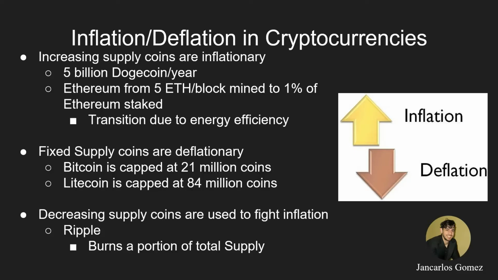Fixed supply coins are deflationary. Bitcoin is capped at 21 million coins, Litecoin is capped at 84 million coins. On the other hand, there are decreasing supply coins which are used to fight inflation. Ripple, for example, burns a portion of its total supply every time a transaction is made. These coins usually start off with a very large supply, and then it goes smaller and smaller.